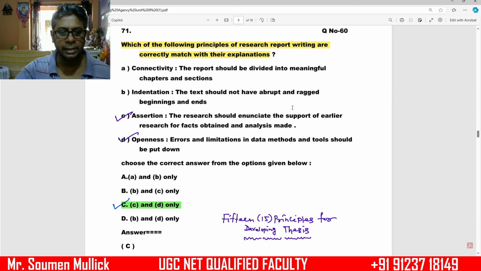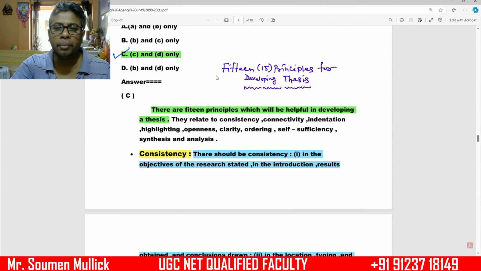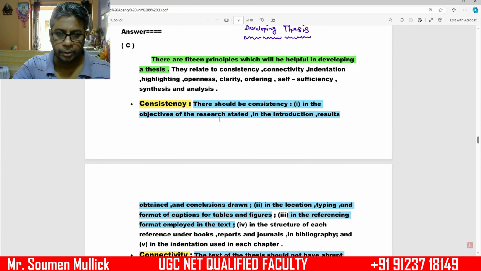Now, there are 15 principles for developing a thesis. The 15 principles which will be helpful in developing a thesis. Number 1, consistency. There should be consistency in the objectives of the research stated in the introduction, the results obtained, and the conclusion drawn. The location, type and format of captions for tables and figures should be consistent. The referencing format employed in the text should be consistent.